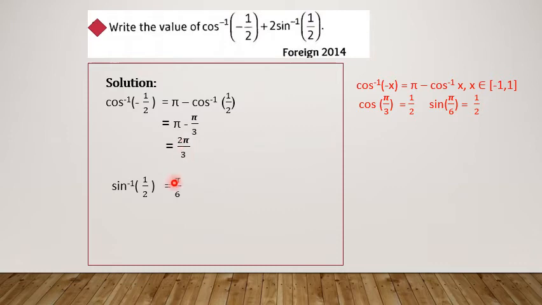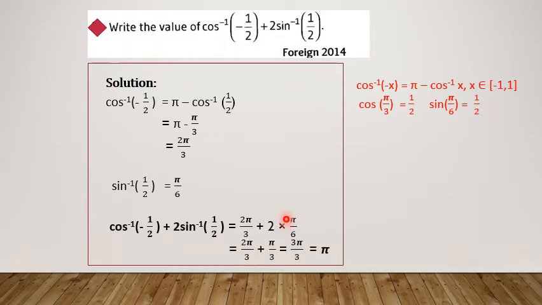Next, we substitute these values in our given question. Cos inverse minus 1 by 2 is 2 pi by 3, plus 2 into sine inverse 1 by 2, which is pi by 6. So we substitute that. Now just cancelling and adding. Here 2 and 6 are cancelled. Also the denominators are same, so we can add the numerators. 2 pi plus pi is 3 pi by 3, which is equal to pi.